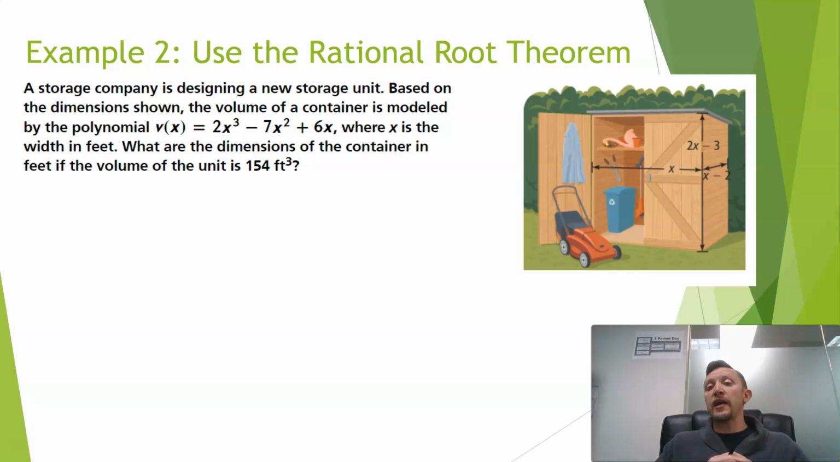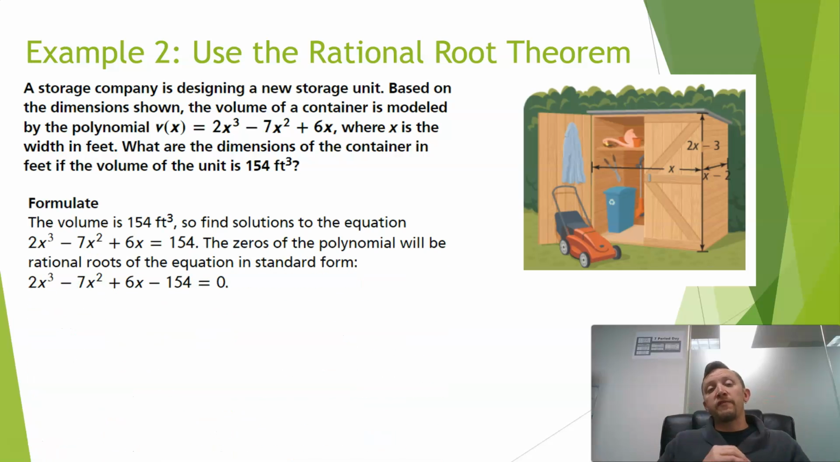Okay, so we can see from the diagram the individual dimensions. So we can see the width is x, the length is x minus 2, and the height is 2x minus 3. And if you multiply those together, that would give you the volume. And so they've already done that dirty work for us. And they came up with 2x cubed minus 7x squared plus 6x. And so we know the volume of that container is 154 cubic feet. So we're going to use that information to figure out what the dimensions are.